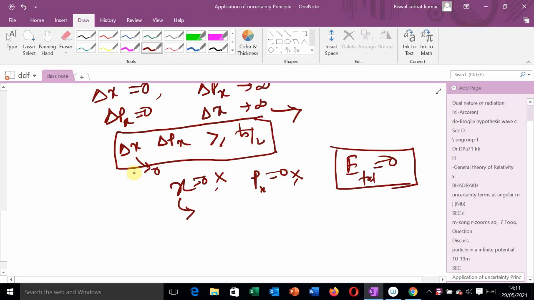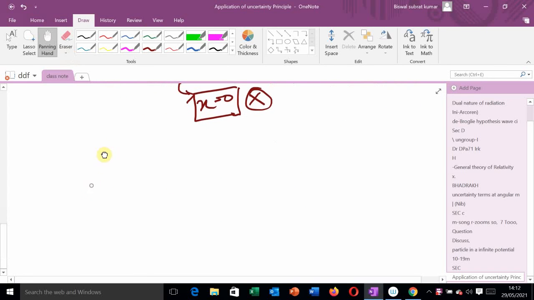Once the uncertainty in the position is 0, then the corresponding momentum will be undetermined. Similarly, if you measure the momentum with an exact value, then we cannot measure the position. So x equal to 0 means you are measuring x equal to 0 with ultimate accuracy. This type of thing is not possible in quantum mechanics. So both x equal to 0 and p equal to 0 are not valid in quantum mechanics.